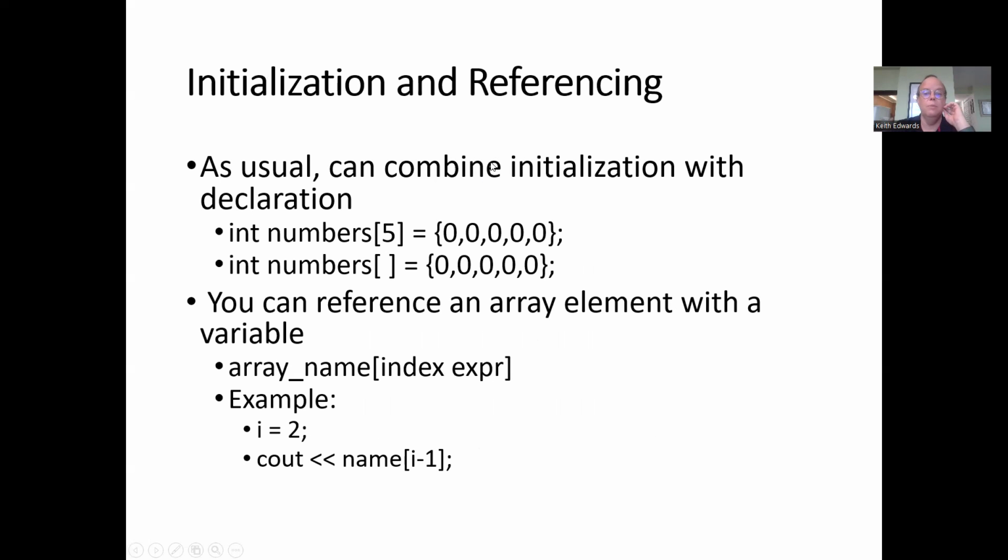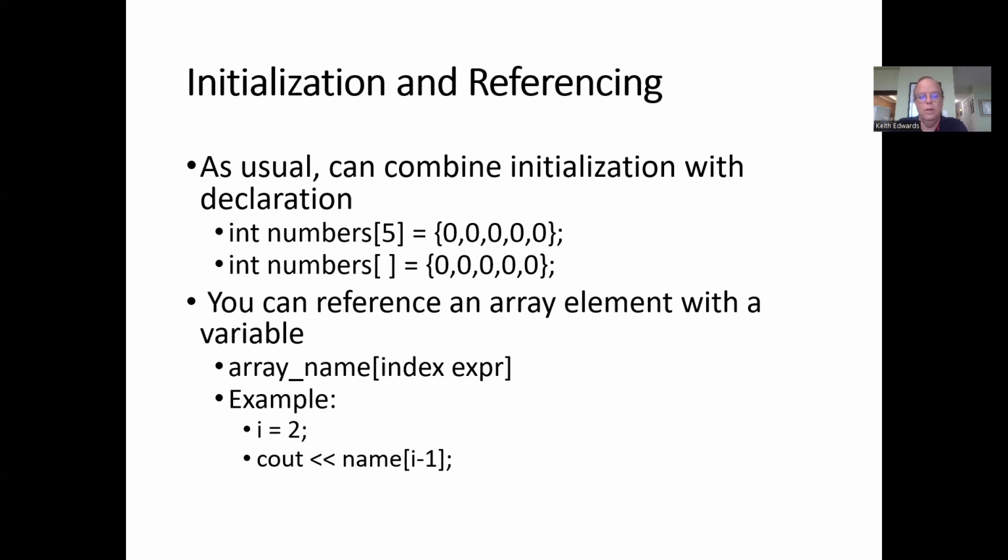So as usual, you can combine the initialization with the declaration. So both of these, int numbers[5] with the 5 zeros, works, or leaving it blank and putting in the 5 zeros. I prefer the top one, obviously, because we're going to learn later on how to declare dynamic arrays, arrays that can grow and shrink in size, but you won't see that until 151.